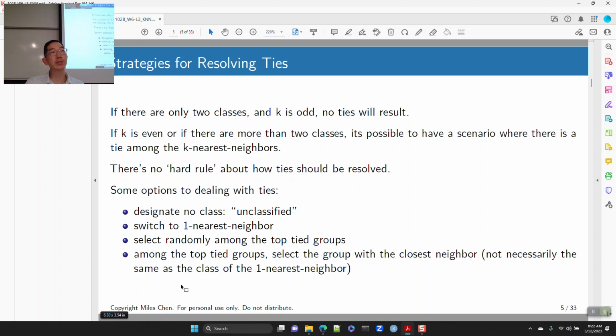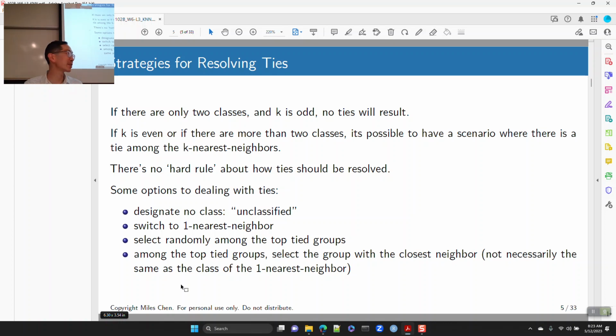And if you have more than 2 classes, no matter what k you have, there's always a possibility of a tie. So if you have 3 classes, even with an odd number, say k equal to 9, it could go 4, 4, 1, or 3, 3, 3, and you'll have a tie there. There's no set rule for how ties should be resolved, and which strategy you want to use is up to you. You can also use cross-validation to determine which strategy to use.